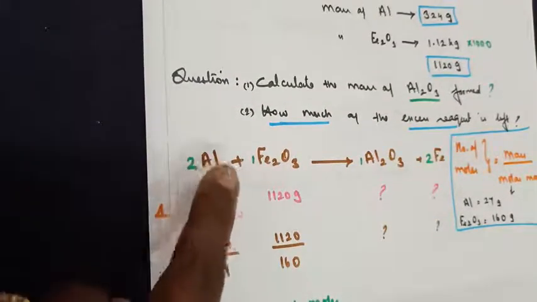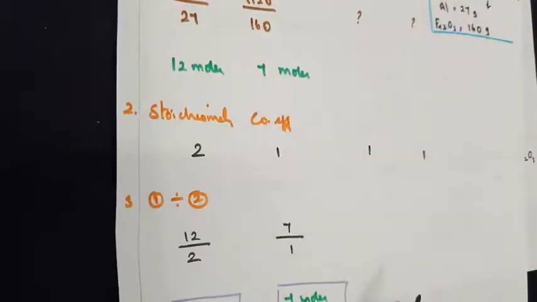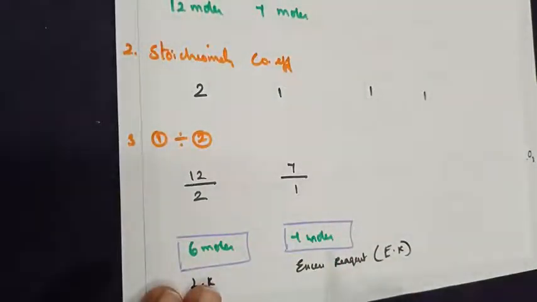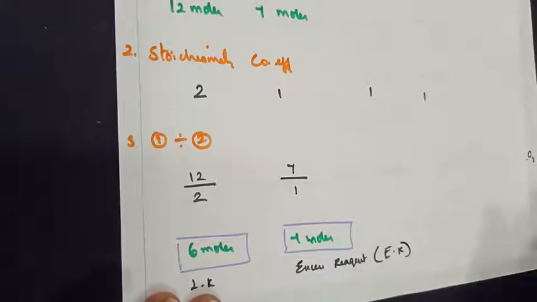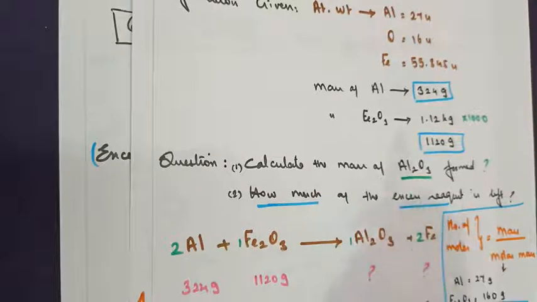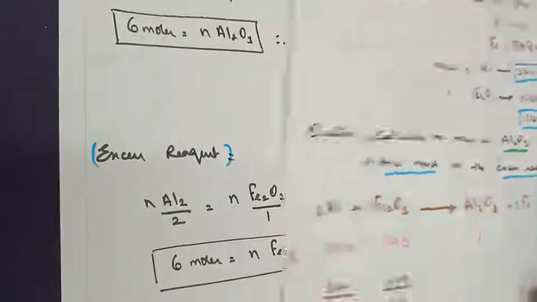So 6 is relevant for aluminium. Aluminium is the limiting reagent. The excess amount is the iron oxide, which has 7 moles, hence it's called the excess reagent. Now, based on this, we have to calculate how much alumina, the product, is being formed.